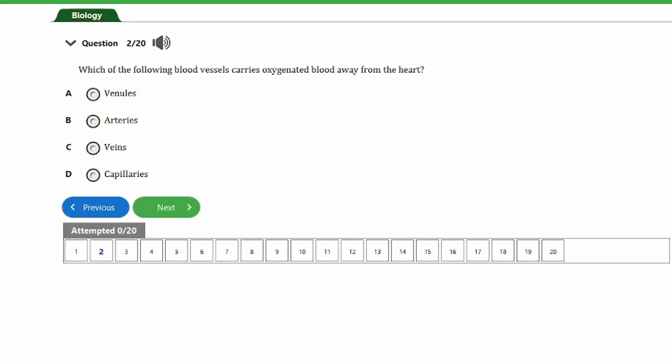So I always like to think of it this way. When I say out and I mention arteries, actually they sound similar, out and arteries, whereas the ones that return blood to the heart are the veins. So let's take note of that. The arteries take away blood from the heart, whereas the veins return blood to the heart. So let's look at the next question.